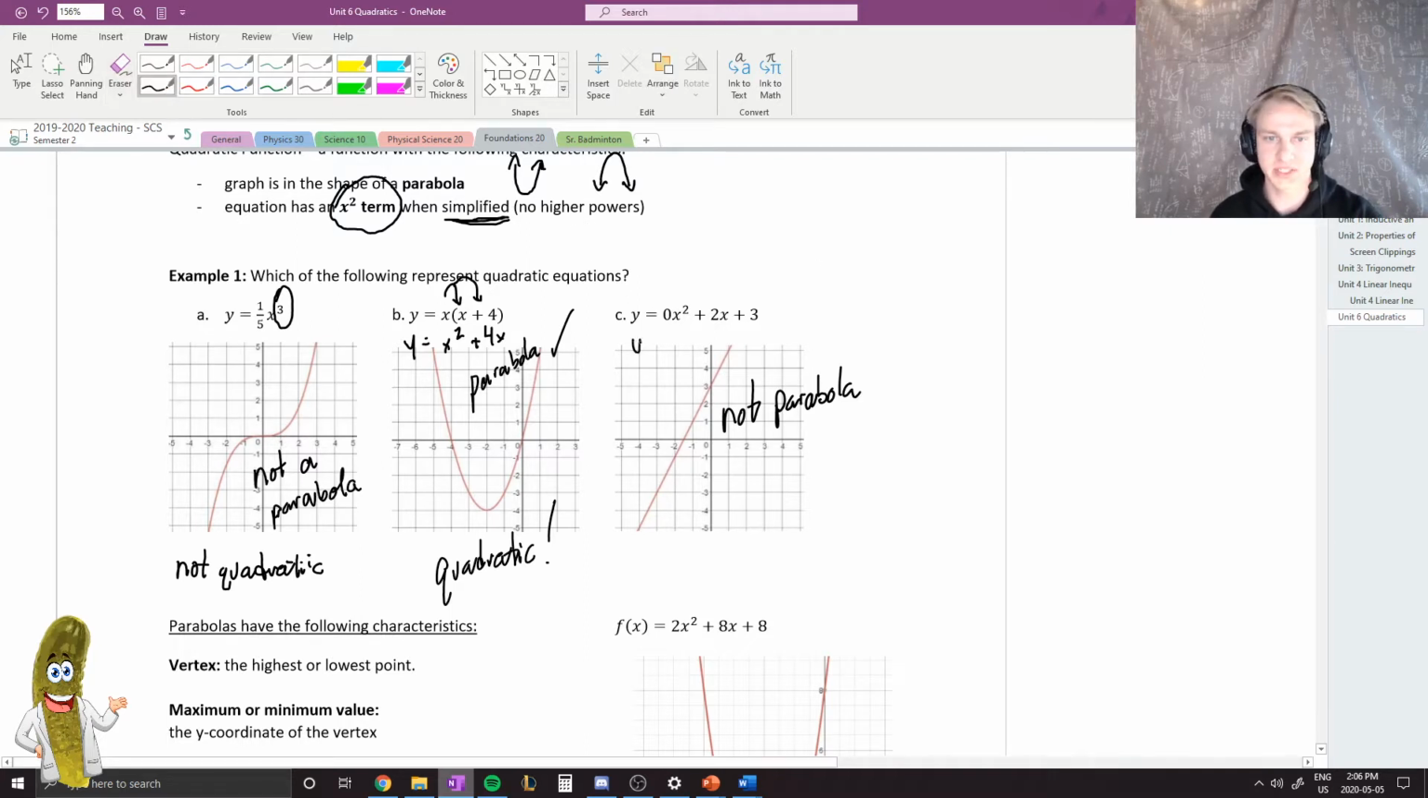Again, this is not in simplest terms. If you were to actually do 0 times x squared, that's just 0. So we'd end up with 2x plus 3, which is in the same format as y is equal to mx plus b, which we said was the equation for a line. And so I know then that this is not quadratic.